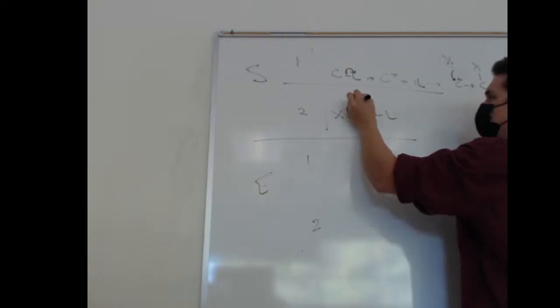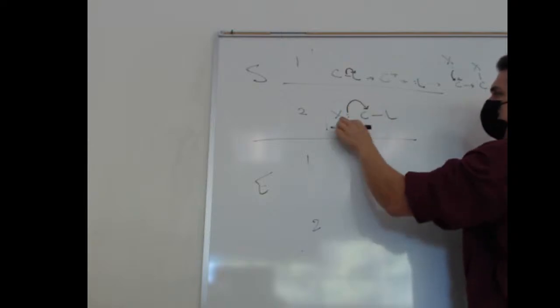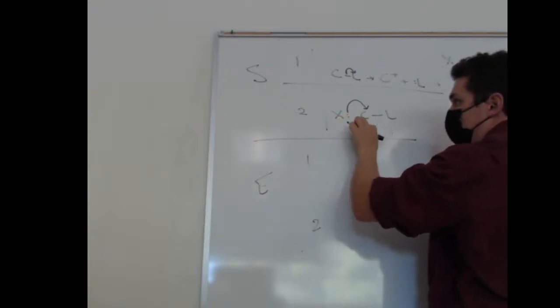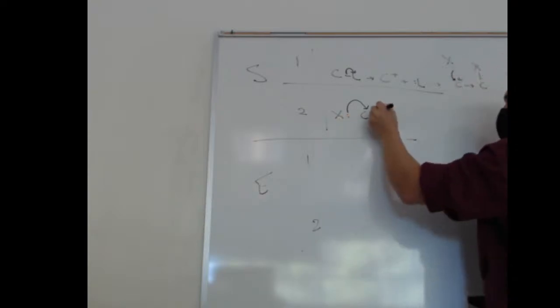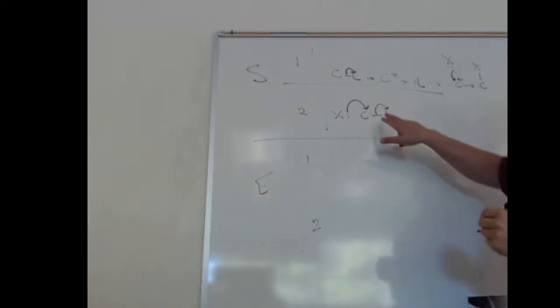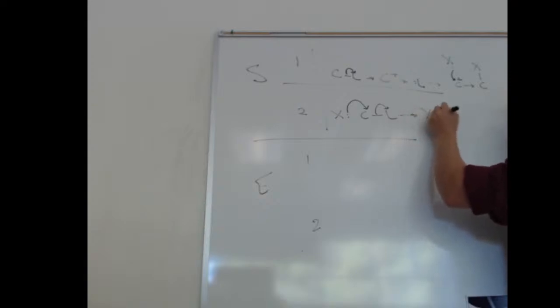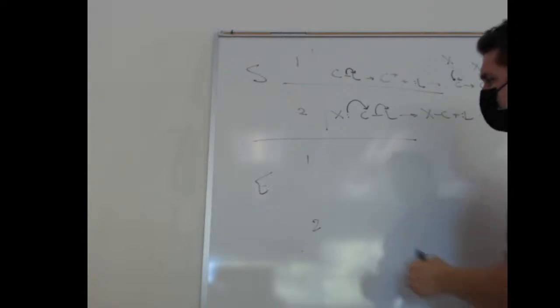So we draw a bond from the lone pairs to the carbon. Drawing an arrow from the lone pairs to another atom indicates that we're making a bond. Drawing an arrow from the bond to the leaving group will create lone pairs. We get XC plus L with lone pairs.